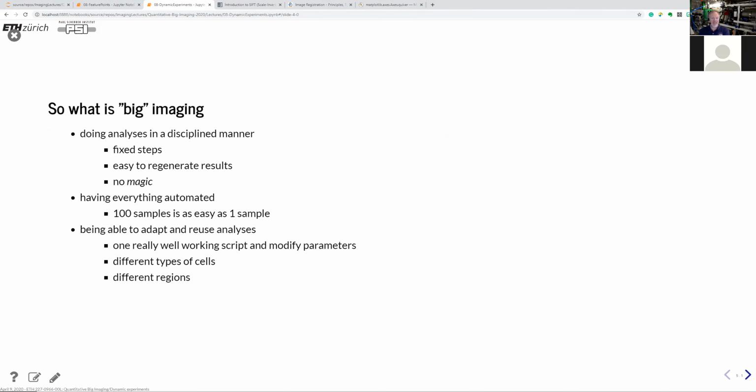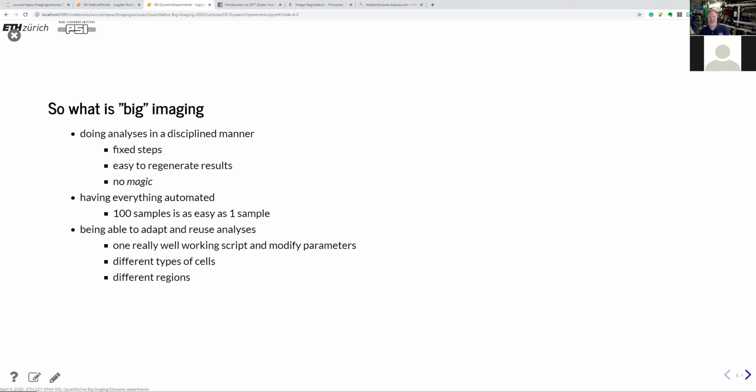So now we need to do analysis in a very disciplined manner. So we need some fixed steps. It should be easy to regenerate the results in each step. And of course, magic parameters are banned in this concept. Because if you start adding magic parameters to each step, you have to tweak and tune every time you change the data. And that's not really reliable.